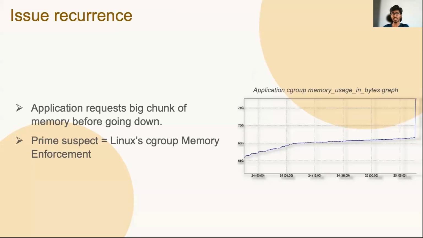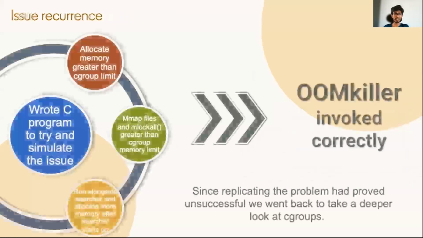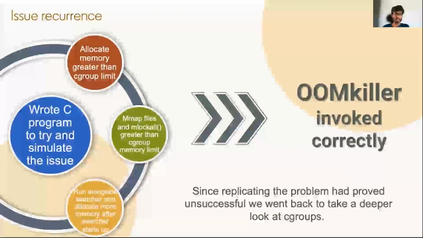The previous time when we debugged, we didn't suspect Linux C group memory enforcement. We assumed that C groups would enforce our application's memory limit and it wouldn't cause any issues. But this time, since we had the issue twice, we had some doubts about it. So we thought, why not try it? So here we go. We tried to validate the issue by writing a C program and simulating it.